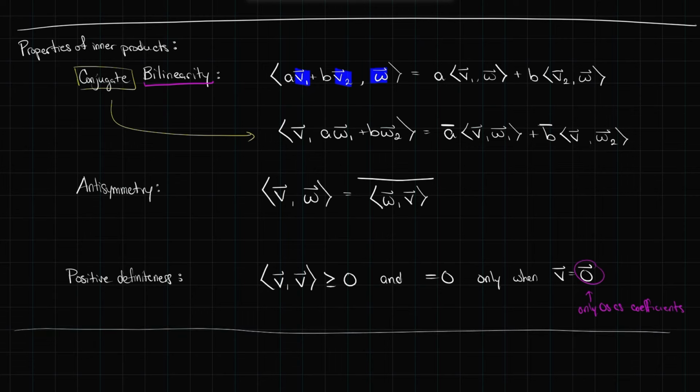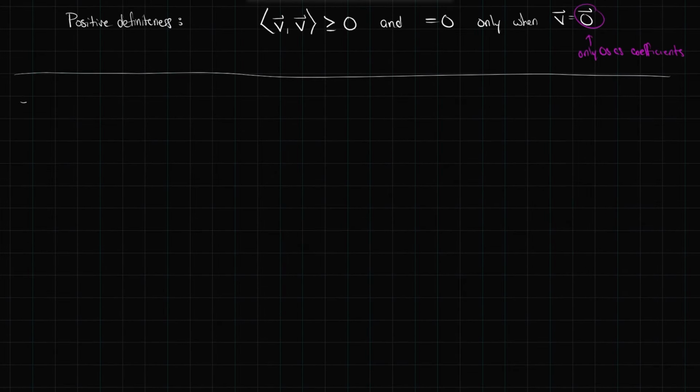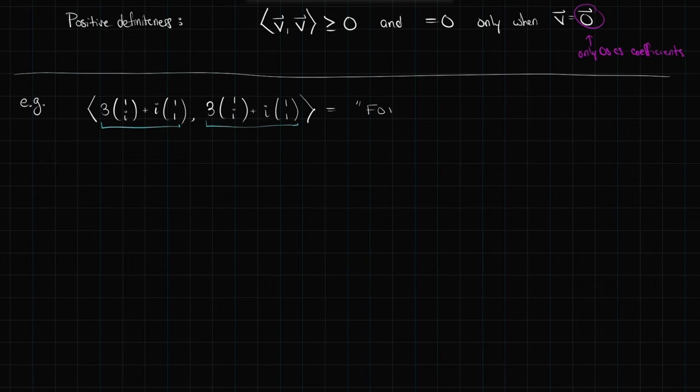So let's go ahead and use at least one of these properties right now. Actually, let's go ahead and use at least two of them. So let's consider the following. I'm going to consider 3 times the vector 1, i plus i times the vector 1, 1. And I'm going to take the inner product with itself. 3 times the vector 1, i plus i times the vector 1, 1. So I've put a linear combination in for both sides here. And what I can get away with is a sort of foiling. I can get away with a sort of foiling from this idea of bilinearity.